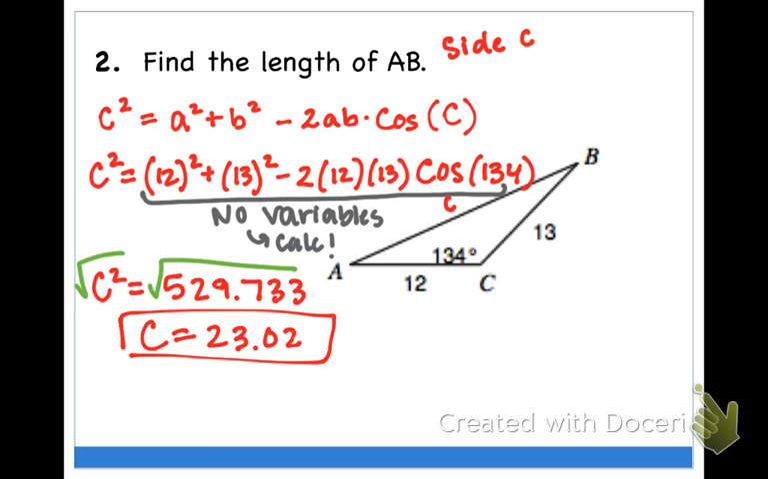But if you tried to give the answer as 529.733, that is way too long for that triangle. The reason why is that's not C, that's not the side length, that's C squared. So you do need to remember, and it's so very easy to forget to do this, that you have to take that square root. So C is equal to 23.02. Okay, so finding the side length is complicated in the sense that it's a long formula, but it's a lot of calculator work.